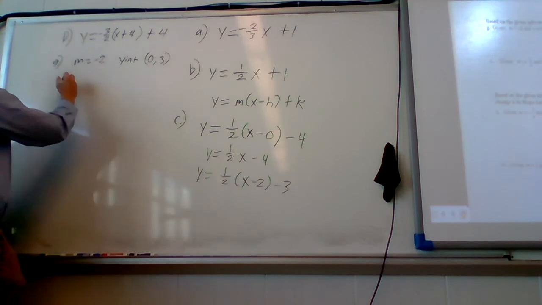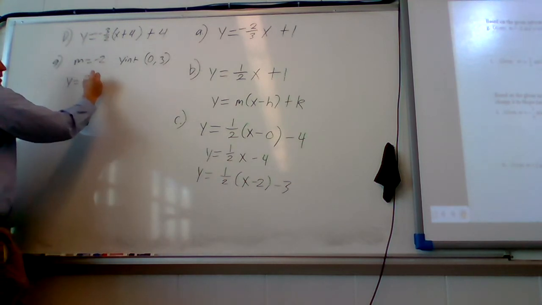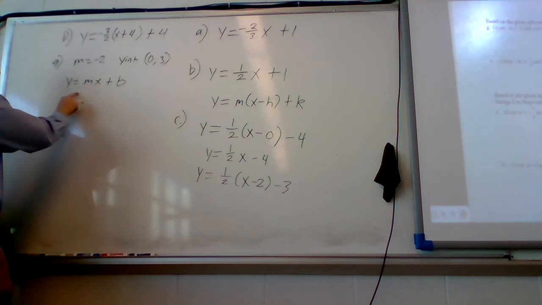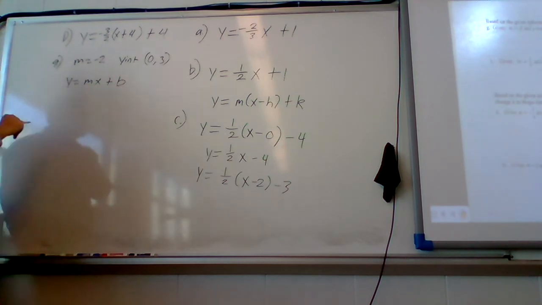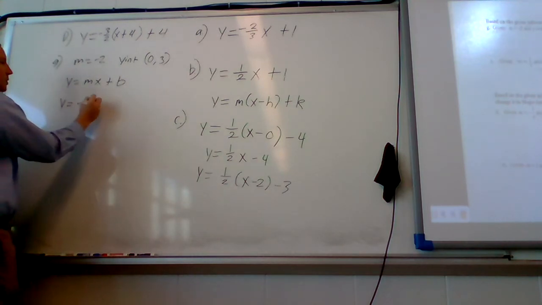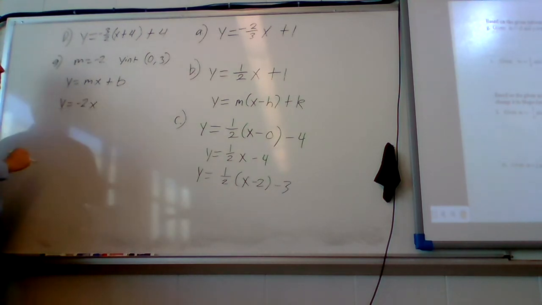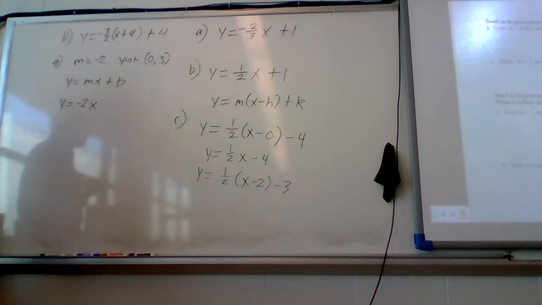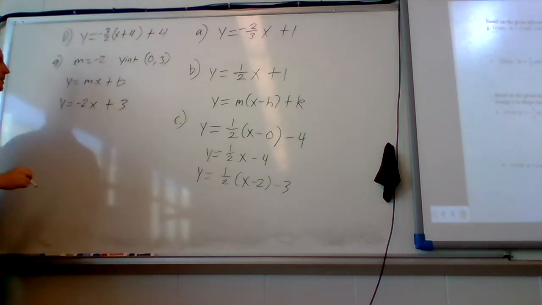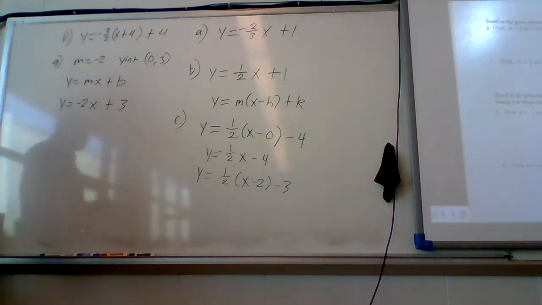So again, slope-intercept form is y equals mx plus b. What is m? -2. And what is our b? +3. Okay. So there we go. There's G.